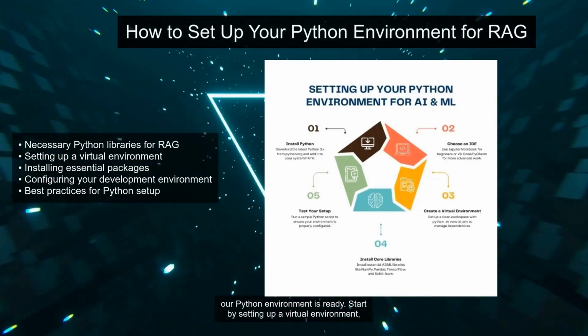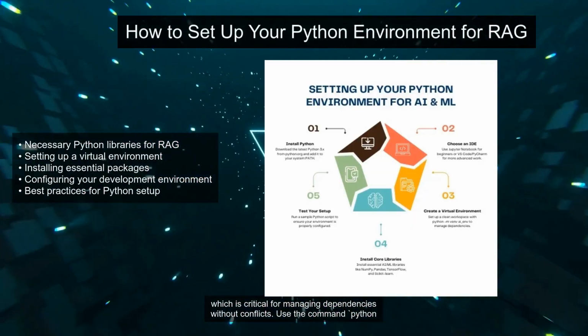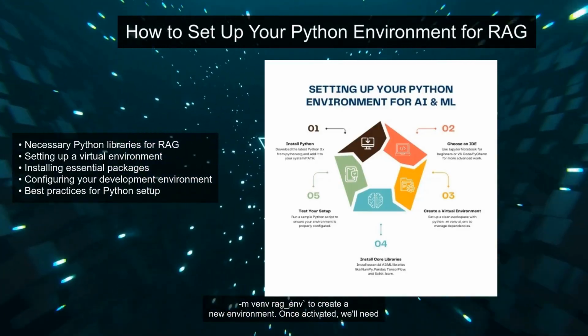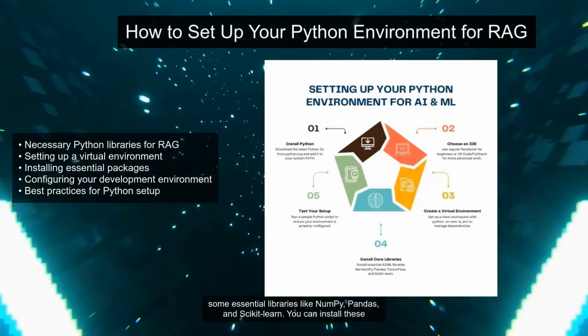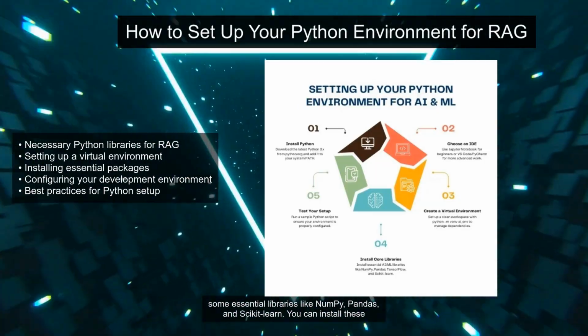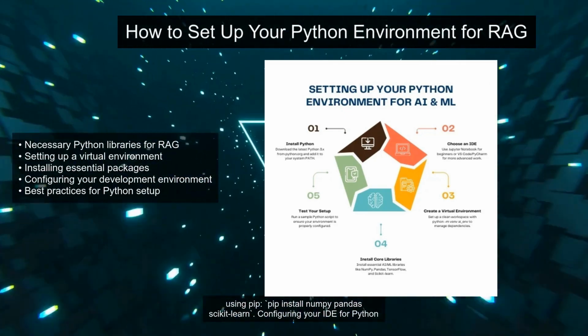Start by setting up a virtual environment, which is critical for managing dependencies without conflicts. Use the command python -m venv rag_env to create a new environment. Once activated, we'll need some essential libraries like NumPy, Pandas, and scikit-learn. You can install these using pip install numpy pandas scikit-learn.